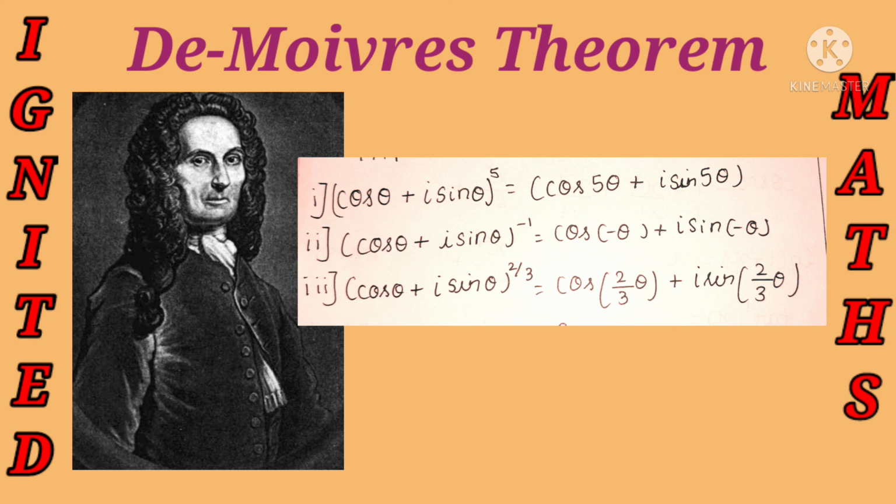For example, (cos theta plus i sin theta) raised to 5 is equal to cos 5 theta plus i sin 5 theta. Yes, and (cos theta plus i sin theta) raised to -1 is equal to cos of minus theta plus i sin of minus theta. And (cos theta plus i sin theta) raised to 2 by 3 is equal to cos 2 by 3 theta plus i sin 2 by 3 theta.